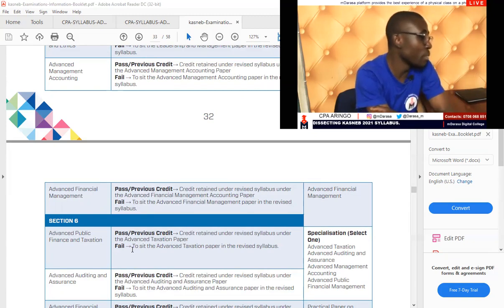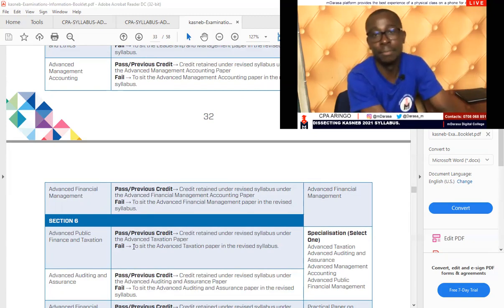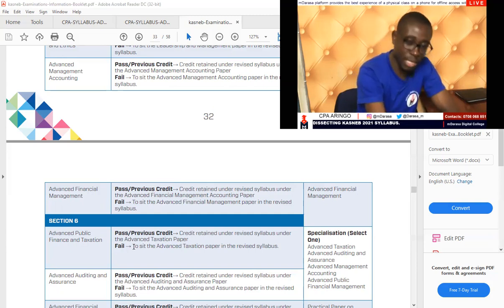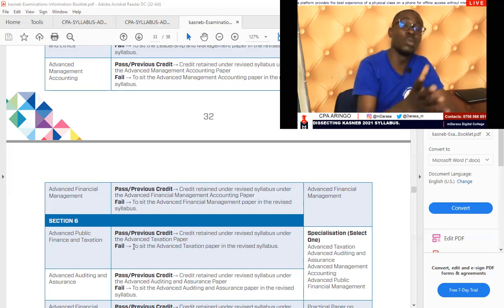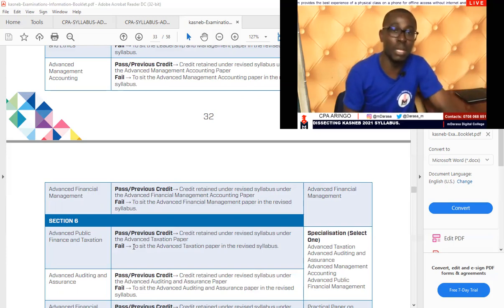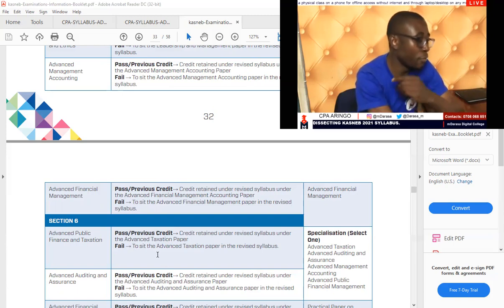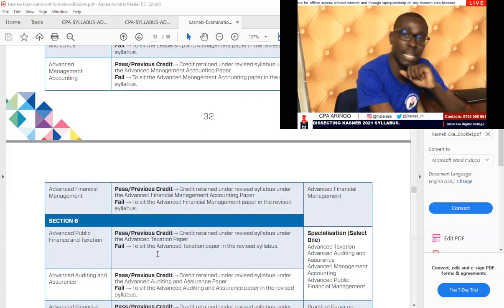But in the event that maybe you have failed your tax, for these students who did the exams just the other day, and for those who did the other exams and are not yet completed, you are going to do taxation under the revised syllabus. You're going to do the advanced taxation paper under the revised syllabus. That is what you should understand, okay?